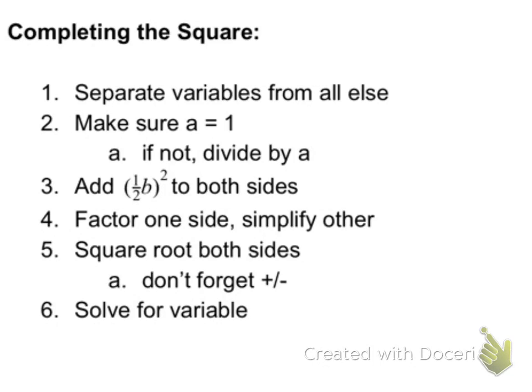Separate variables from all else. Make sure you have a equal 1. Still, we always like to have a equal 1. There are going to be times where a might not be 1, so the only way to guarantee that a is equal to 1 is if you divide everything by that a value.